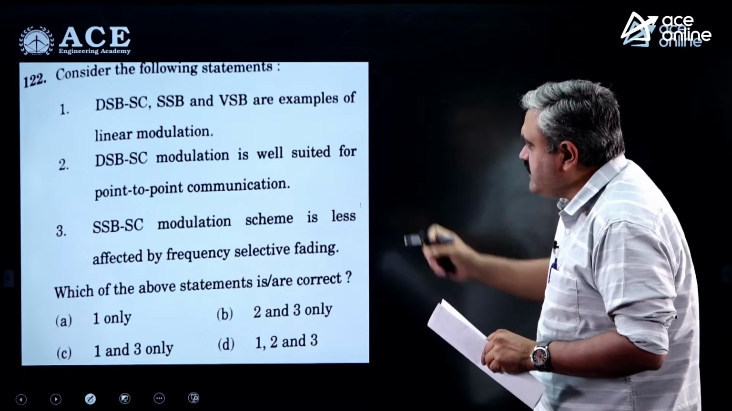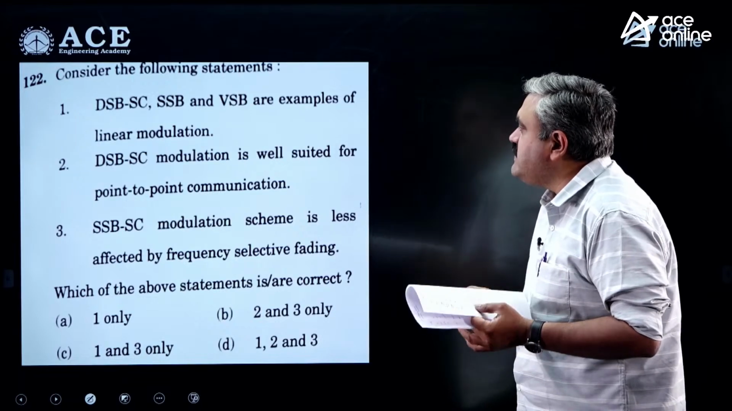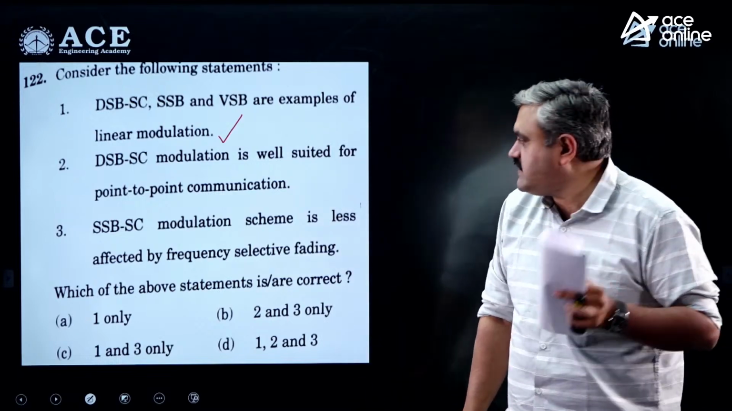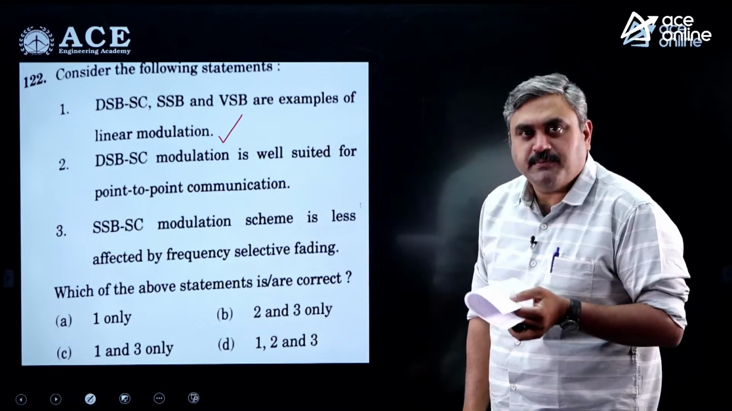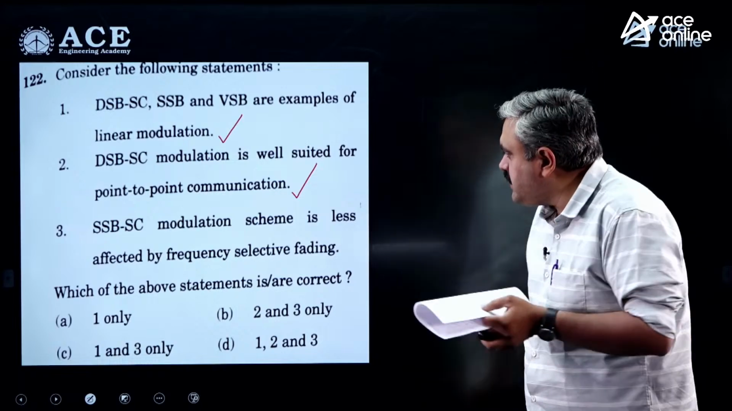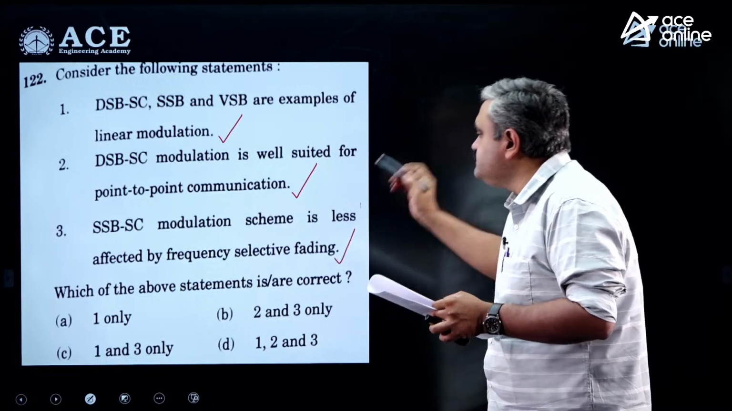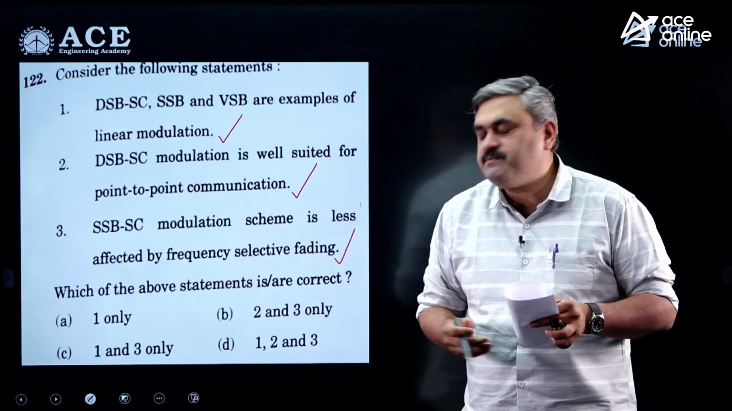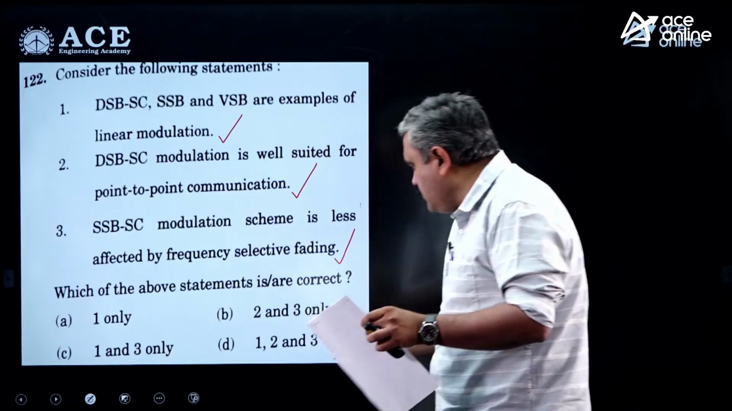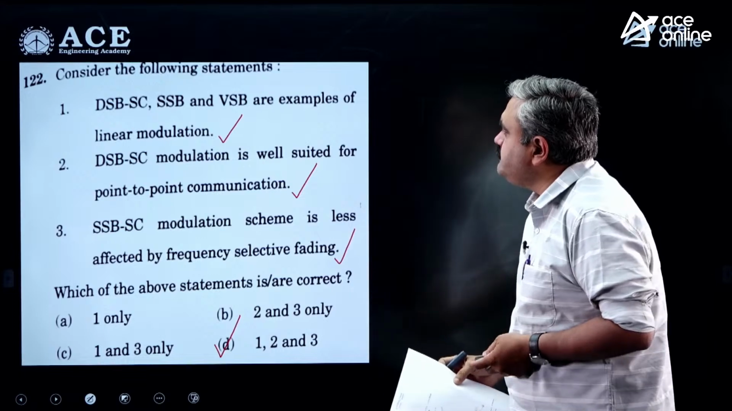Consider the following statements. So he has given 3 statements related to amplitude modulation schemes. First one, DSB, SSB and VSB are linear modulation schemes, correct. All amplitude modulation schemes come under linear schemes. DSB is used for point-to-point communication, absolutely correct, we can use, no problem, because you have transmitter and receiver, you can use for point-to-point communication. SSB modulation scheme is less affected by frequency selective fading. This is also true, because when compared with standard AM or DSB, fading is less in case of SSB modulation scheme. So for this one, you can go with all the 3 options, 1, 2 and 3 all are correct. Let us see the next question.